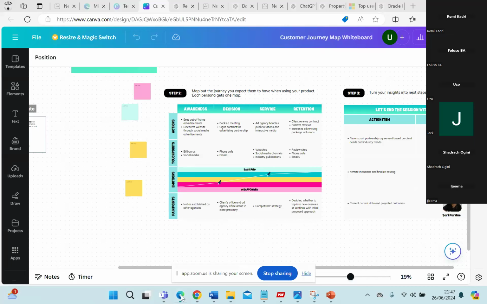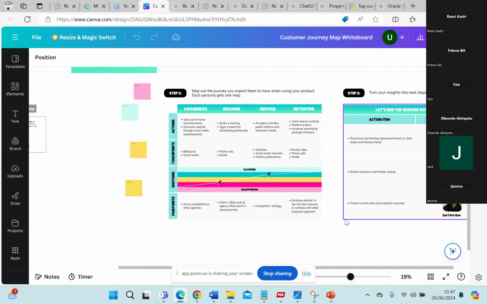Okay, can you guys see my screen? Yes, we can. Yes. All right, awesome. So this is Canva.